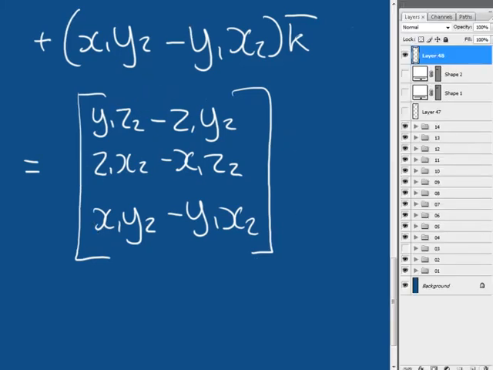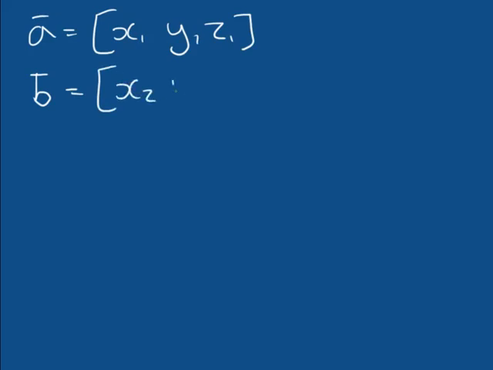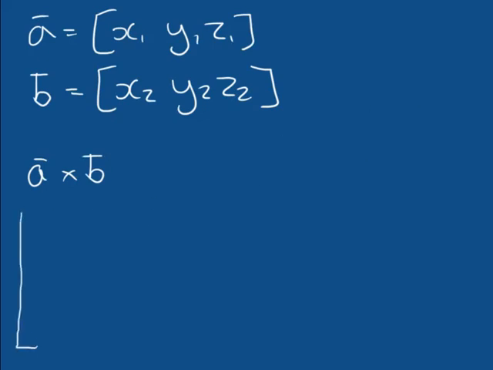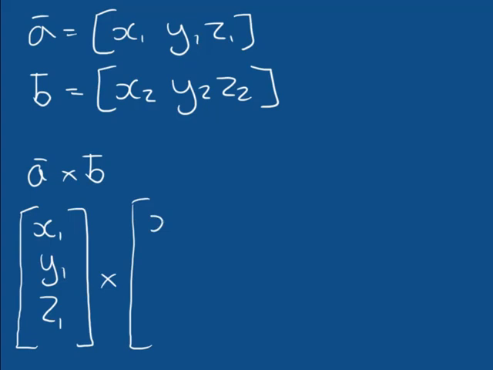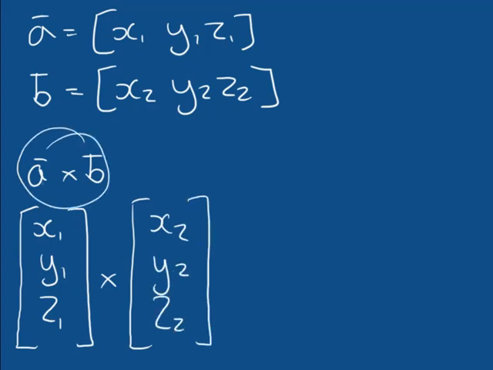To do this, I'm going to need to bring up a new whiteboard because I've run out of space on my existing one. The first thing I need to write down is, if we recall, our vector a is equal to x1, y1, z1, and our vector b is equal to x2, y2, z2. And what we're trying to find is a crossed with b. So we could equally write this as the vector x1, y1, z1 crossed with x2, y2, z2.